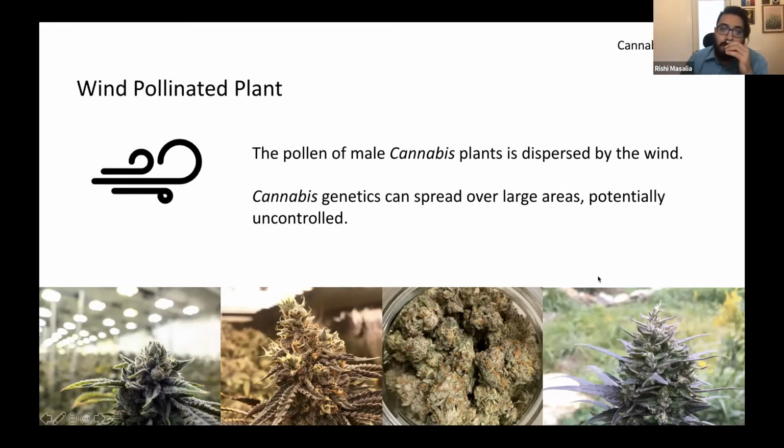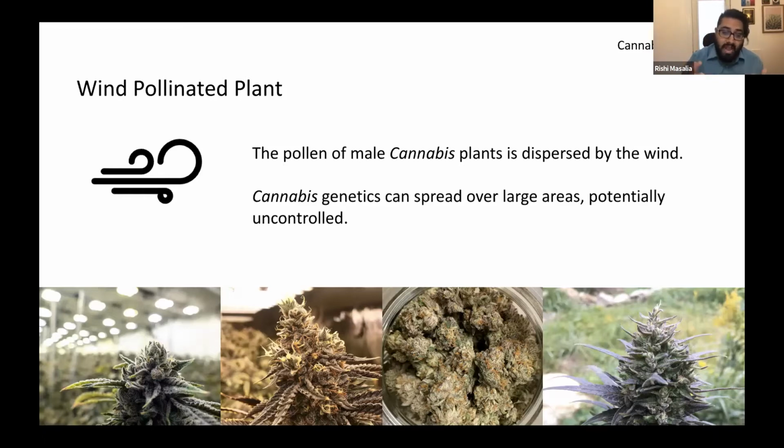Cannabis is also a wind-pollinated plant. Very basically, it means that the pollen of the male cannabis plants is dispersed by wind. And cannabis pollen is pretty light, so a gentle breeze can blow cannabis pollen pretty far, which means that cannabis genetics, so the identity of a plant, can spread over large areas and potentially be uncontrolled.